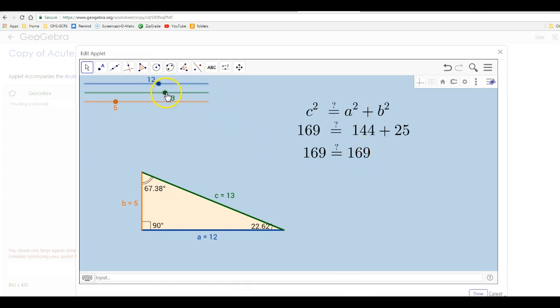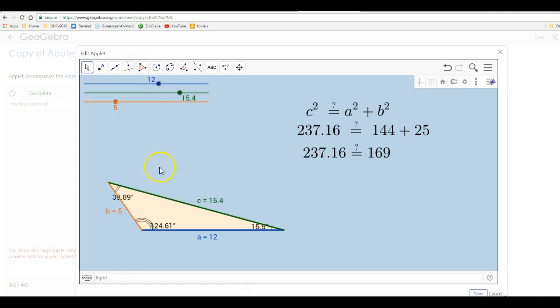Let's look and see what happens when I open up and make that c squared longer. Notice that my a and b did not change. It's still 5 and 12. The only thing that I have changed is the length of that hypotenuse. I've opened it up, I've made it bigger. Notice that this angle is now 124 degrees. So when that c squared, this 237, is greater than that 169.